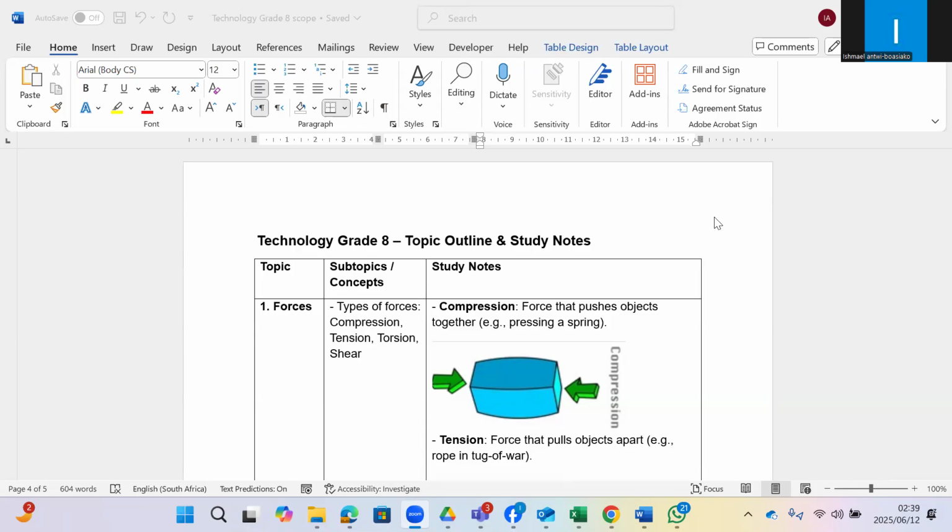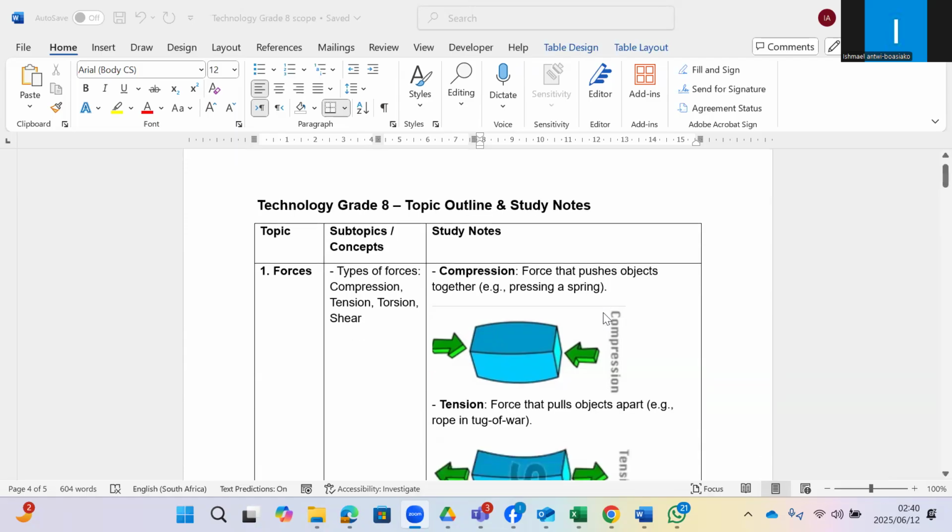Today we are going to take a look at Technology Grade 8 topic outlines and study notes. What are you supposed to expect in Grade 8, combining Term 1 and Term 2, what you need to know before you go into the examination room? Now let's start with the forces.